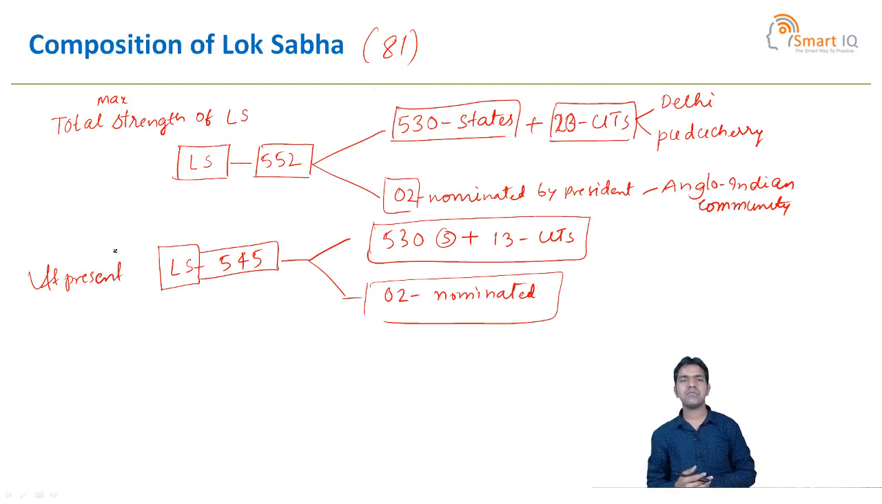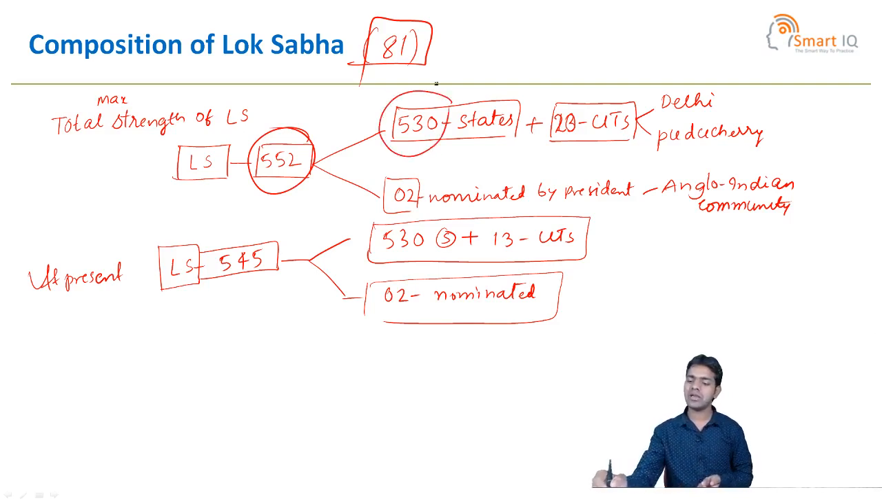So what is the composition of the Lok Sabha? Article 81 talks about the composition or constitution of the Lok Sabha. The maximum strength of the Lok Sabha, or House of the People, is 552. Out of the 552, 530 members are elected by the states and 20 members are elected from the union territories.